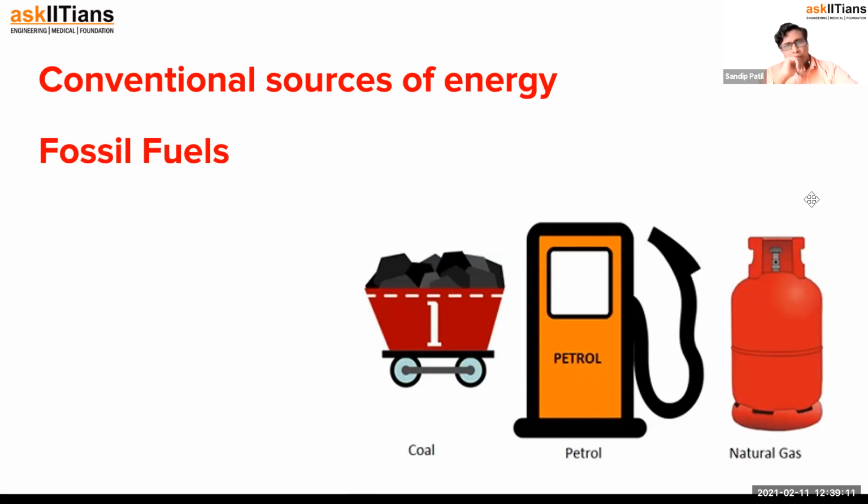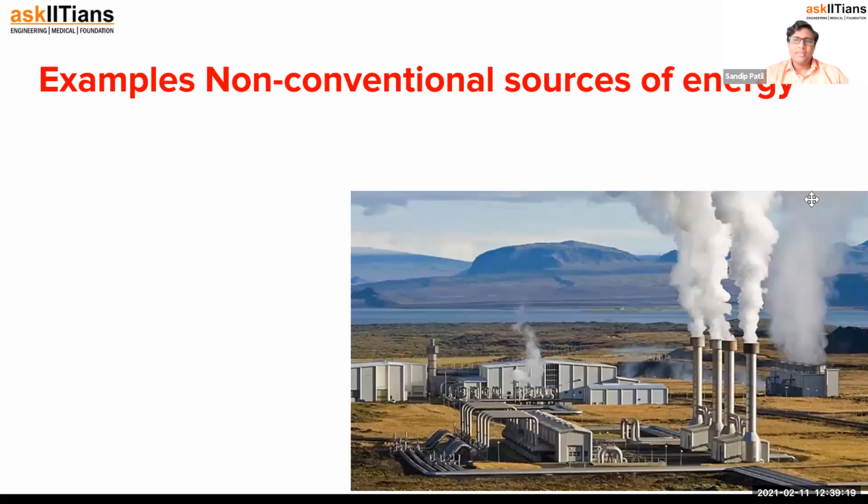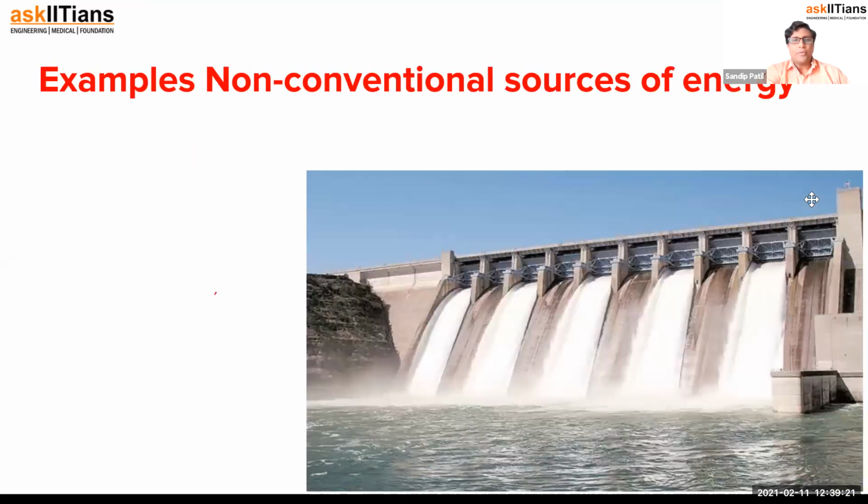Okay. Now let's talk about the conventional sources. Conventional sources means normally we use these types of energy. Normally we don't use water energy in our home. Nobody uses water energy. Nobody uses solar energy. Sometimes we do use solar energy, but we never use wind energy. So therefore, we are calling them non-conventional energy.